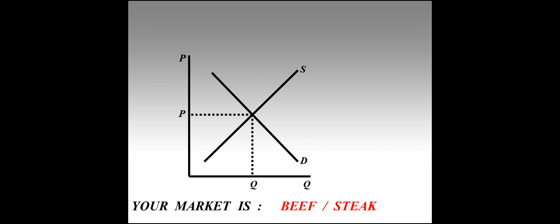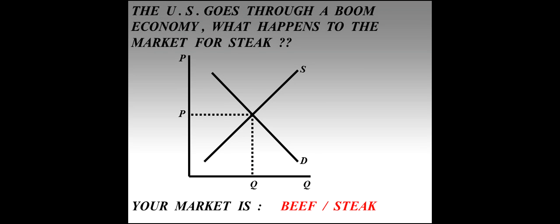In our next example, let's stick with the market for beef. The event is different though. The United States economy goes through a boom period. So what happens to the market for steak? Well, if economic conditions are good, usually people's incomes are increasing as well.